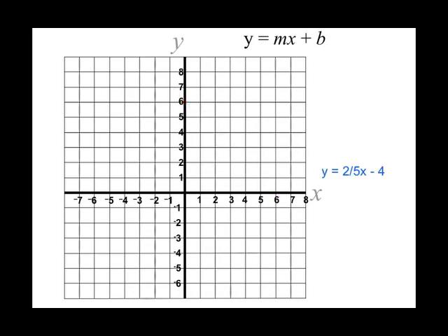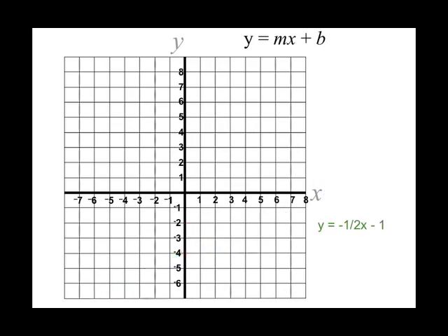Next question, you're given y equals 2 over 5x minus 4, and here the y-intercept is negative 4, and so you put a point at negative 4 on the y-axis, and then you're going to draw a line. The slope is 2 over 5, so that means the rise is 2 and the run is 5. So we go from this point up 2 and over 5 and put a point there and draw a line through those 2 points, and there's your line for y equals 2 over 5x minus 4.